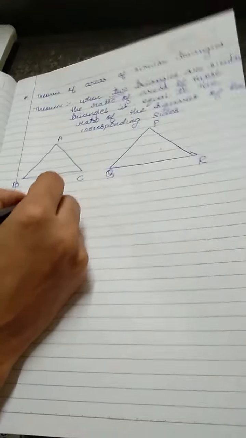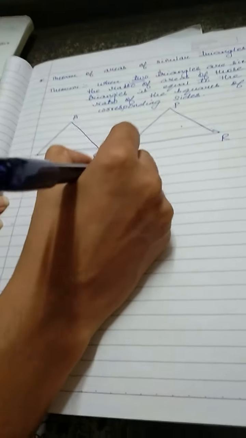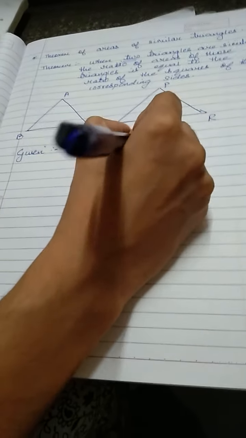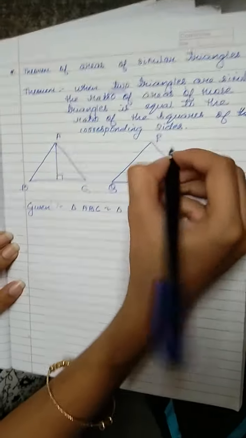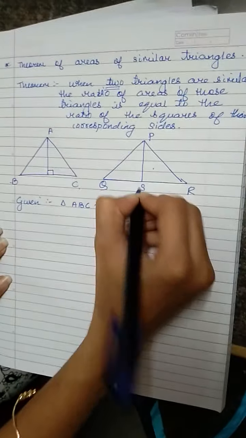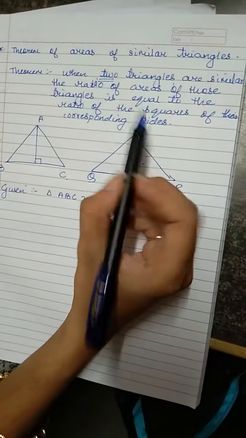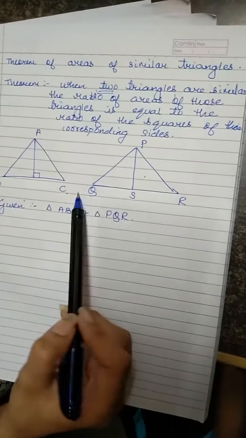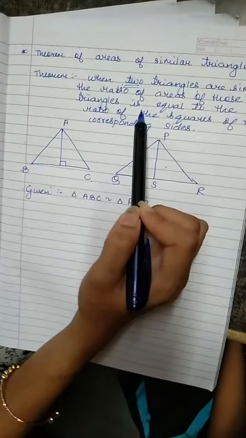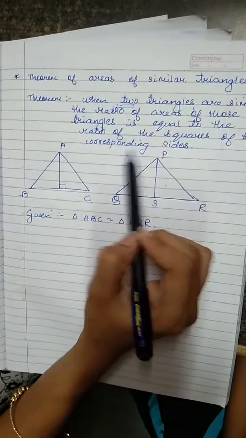Now let us consider the given part. Triangle ABC is similar to triangle PQR. Now let us draw the height, that is AD is perpendicular to BC. Over here PS is perpendicular to QR. Now when these two triangles are similar, that is ABC is similar to triangle PQR, the ratios of the areas of those two triangles is equal to the ratios of the squares.